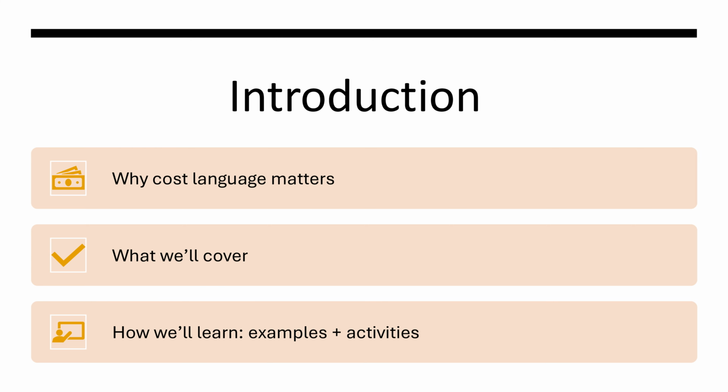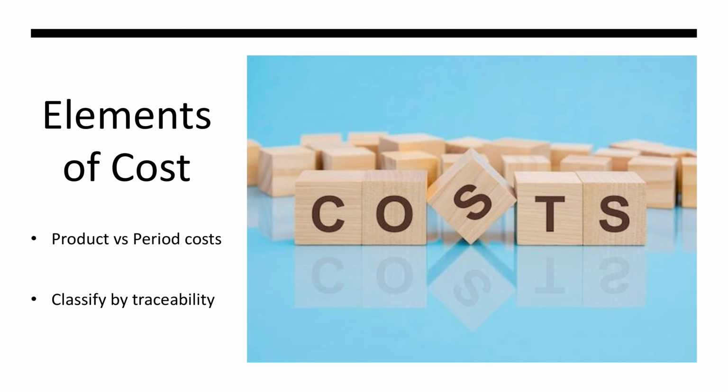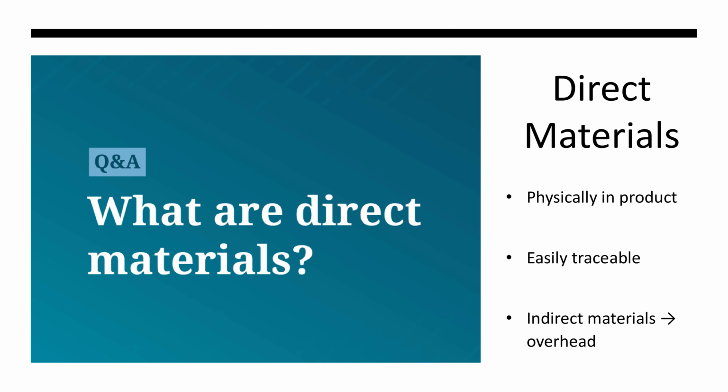Now let's move on to elements of cost. I start by separating costs into product costs and period costs. Product costs are the costs that go into making goods, while period costs relate to selling those goods and running the company. We are taking a look at direct materials.